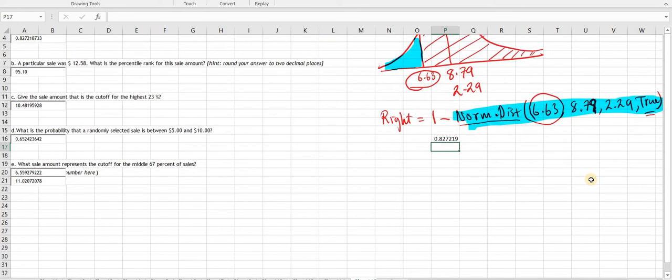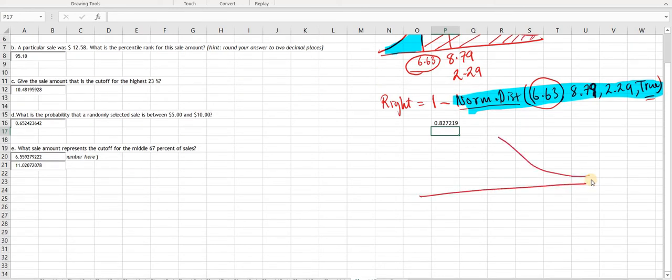To draw that, we're going to say, here is the normal distribution. I know the mean and the standard deviation, so I'm not going to write them again. 12.58 is approximately here. And percentile means the area under it. So I need the area to the left of it. And that's exactly what our function norm dot distribution computes. So if you have a number, you have the mean and the standard deviation, you'll be able to compute the area to the left of any number using the norm distribution function.